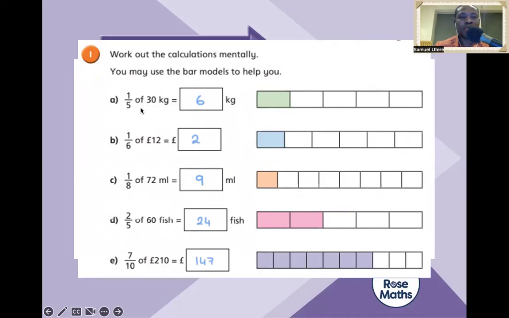Here we divide by 5. Here we divide by 6. Here we divide by 8. Here we divide by 5, and we multiply by 2, because one part will be 60 divided by 5, which is 12, but we have 2 lots of that, which we're interested in. Here we divide by 10, and then we multiply by 7. And those should be your answers.